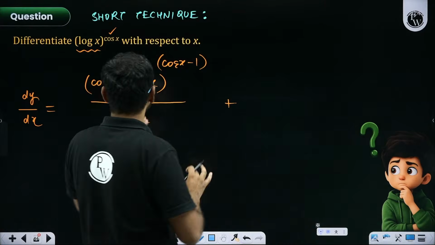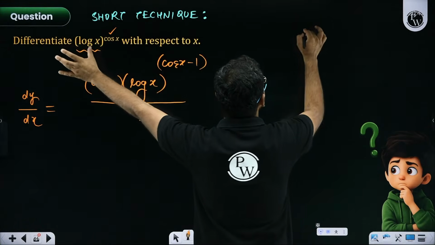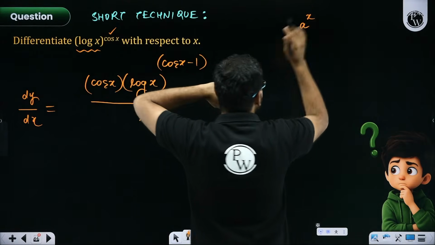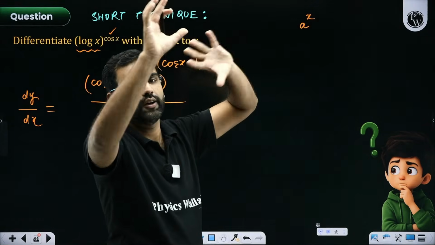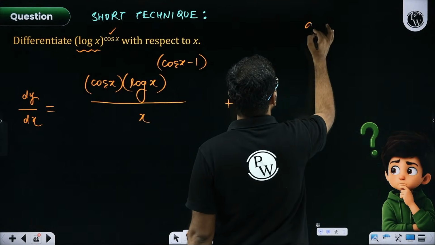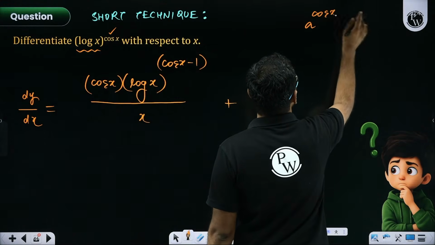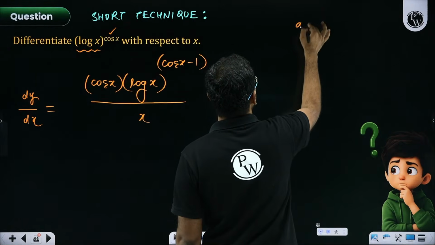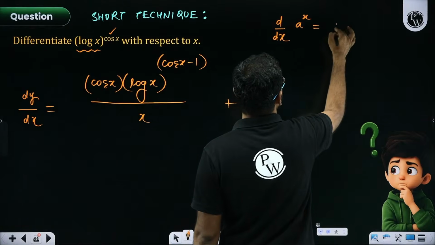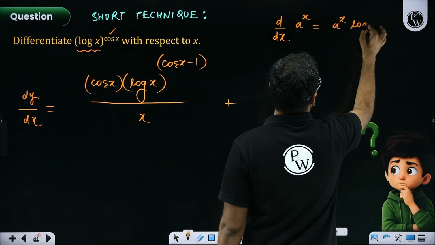So now, this time, imagine this log x is constant. So constant means like a. Cos x is treated as a variable. So that looks like a to the power x. Or if you don't get it, I may write it like a to the power cos x. But forget this a to the power cos x. Can you help me with the derivative of a to the power x? Yes, sir. Derivative of a to the power x is a to the power x ln of a.